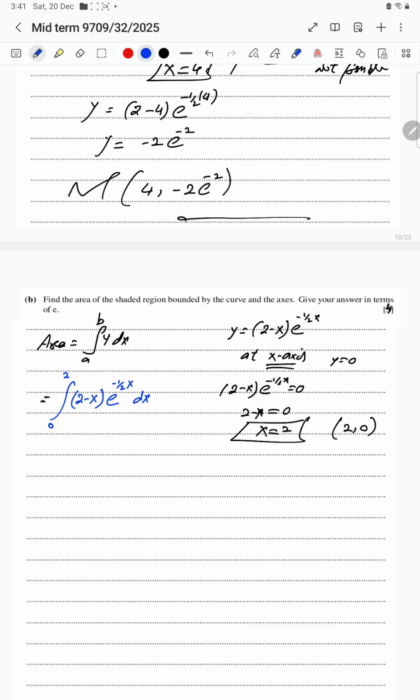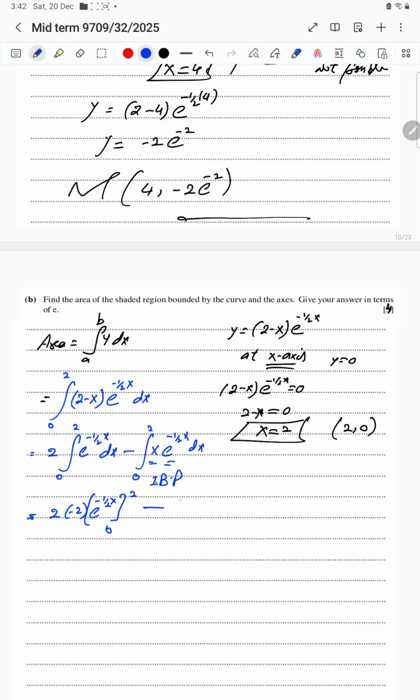0 till 2, and y is 2 minus x e raised to power minus 1 by 2x dx. So here we can split it: integral 0 to 2 of 2 e raised to power minus 1 by 2x dx minus integral 0 to 2 of x e raised to power minus 1 by 2x dx. Here is integration by parts. You can see the formula from the formula sheet, and you know the integral of e power minus 1 by 2x will be minus 2 e raised to power minus 1 by 2x, and apply the limit here, 0 to 2, minus again.